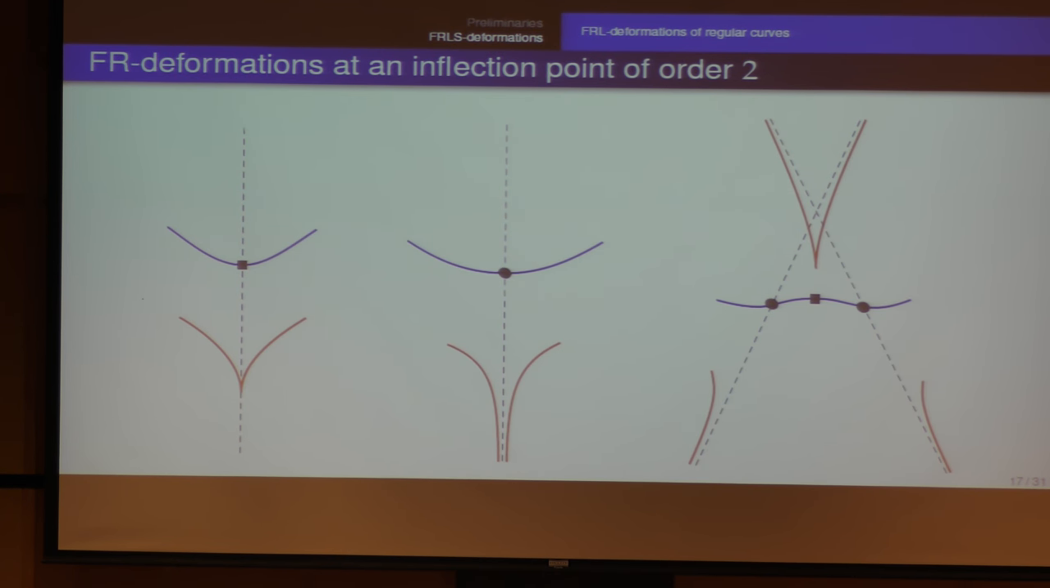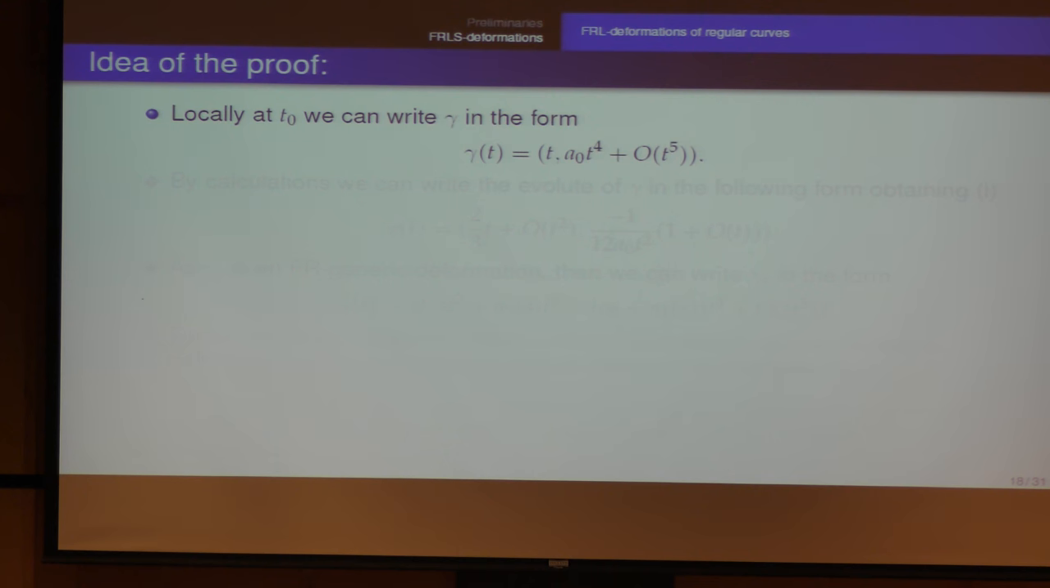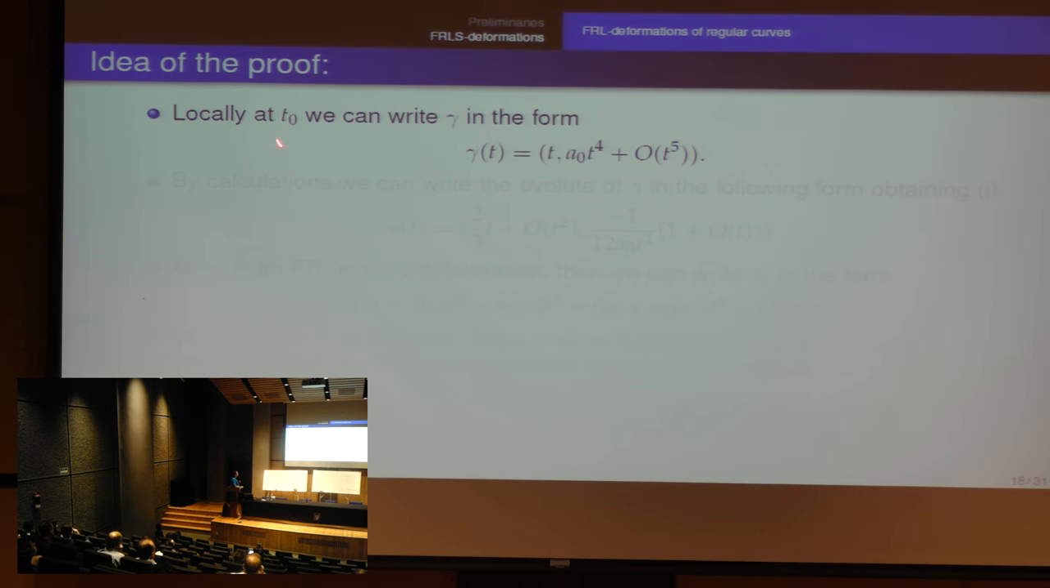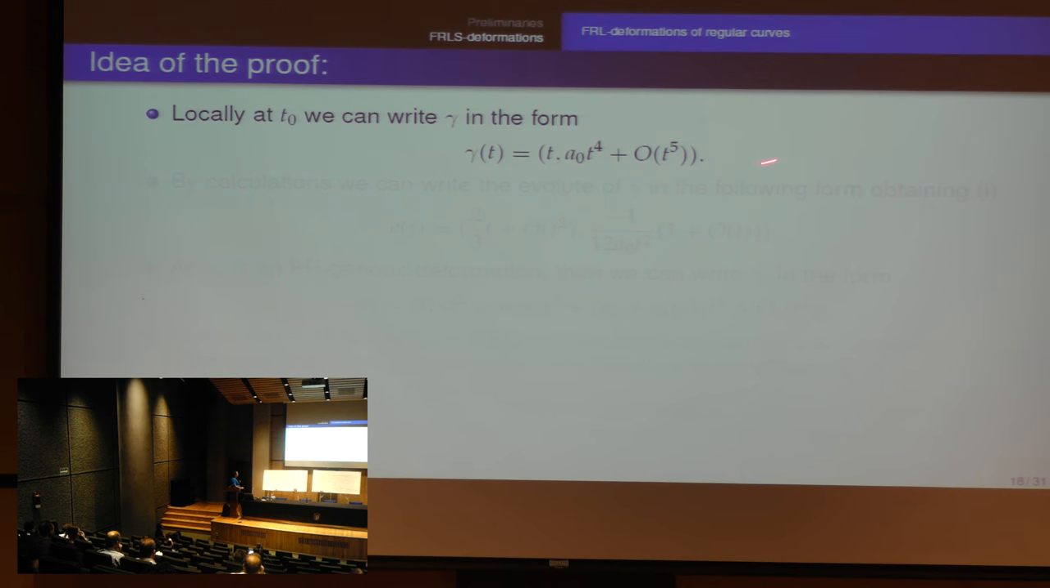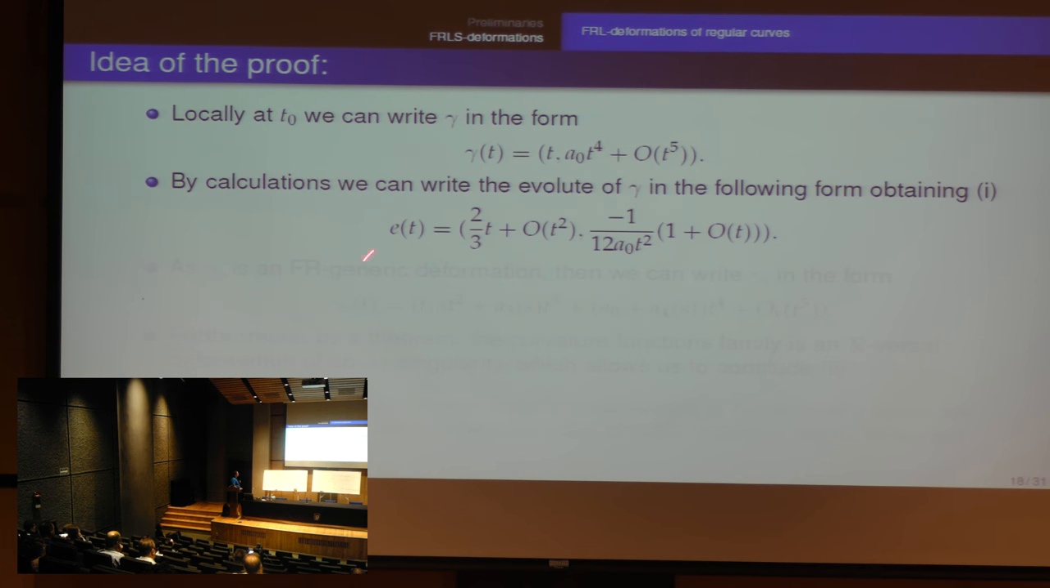How can I show this? The idea of the proof is the following. The first item, the behavior of the evolute, can be obtained by observing that locally at an inflection point of order 2, we can write the curve in this form, where a0 is different from 0. And from that, we can get it.